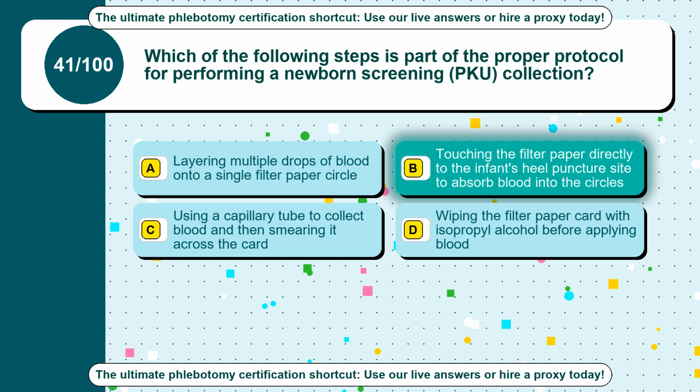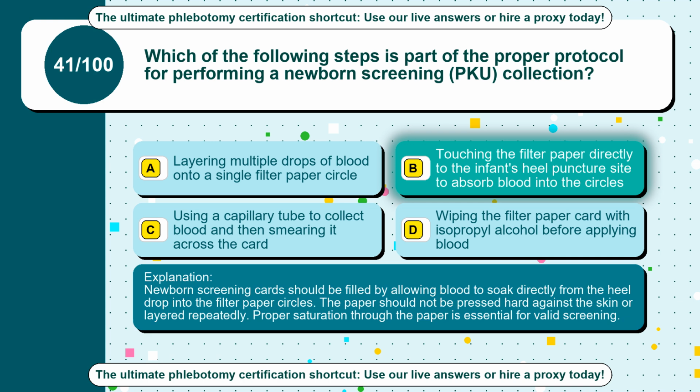The correct answer is option B, touching the filter paper directly to the infant's heel puncture site to absorb blood into the circles. Newborn screening cards should be filled by allowing blood to soak directly from the heel drop into the filter paper circles. The paper should not be pressed hard against the skin or layered repeatedly. Proper saturation through the paper is essential for valid screening.